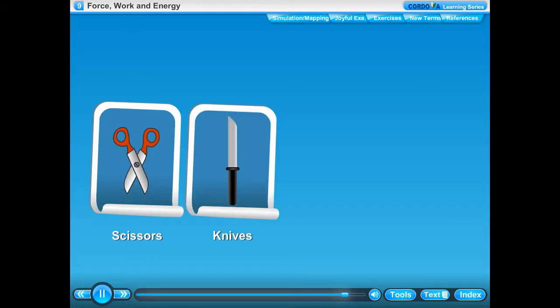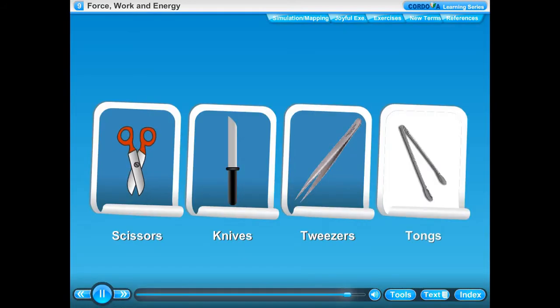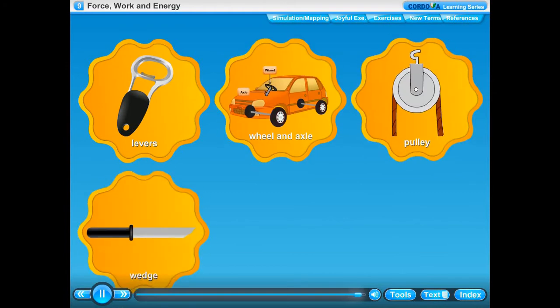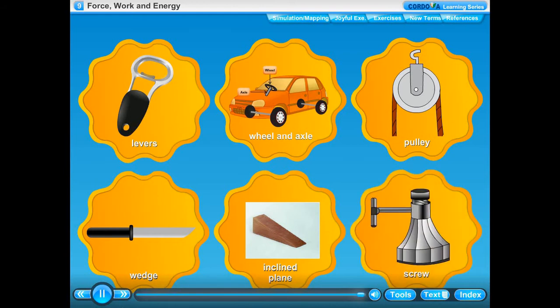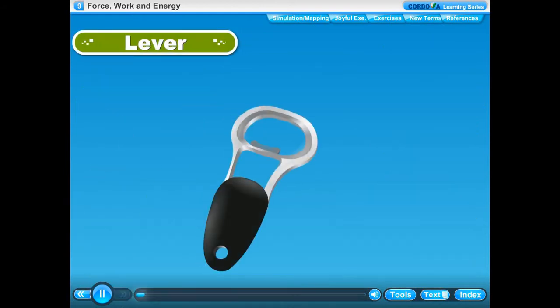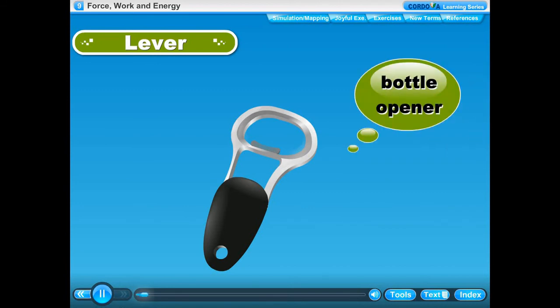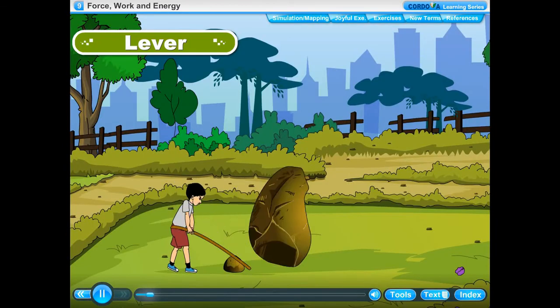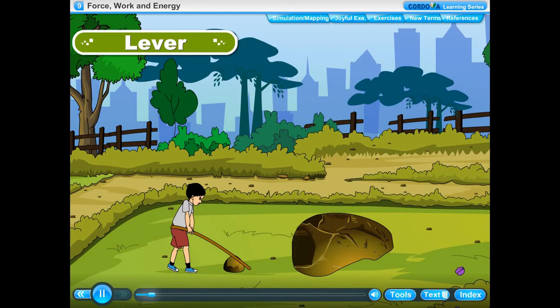Scissors, knives, tweezers and tongs are some examples of simple machines. Simple machines are grouped as levers, wheel and axle, pulley, wedge, inclined plane and screw. Lever. You must have seen that we can easily open the tin cap of a soft drink bottle using a bottle opener. Similarly, we can lift heavy objects using a rod. The bottle opener and the rod are examples of a lever.